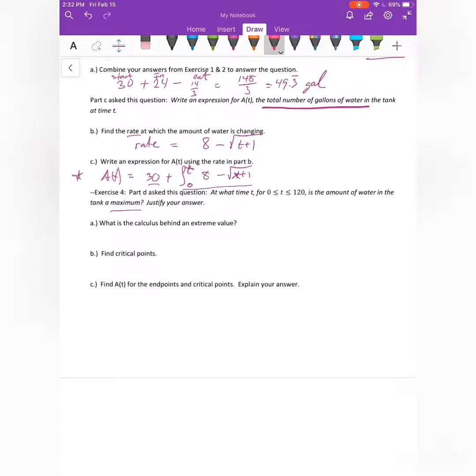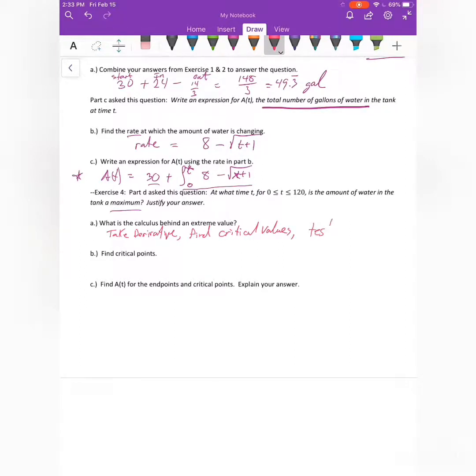So what calculus is behind finding an extreme value? Well, you've got to take the derivative, or have the derivative, and then find the critical values. And just to recall, critical values are when the first derivative equals 0 or is undefined. And then finally, this says when is the maximum, so we probably want the highest point, which makes it an absolute maximum.